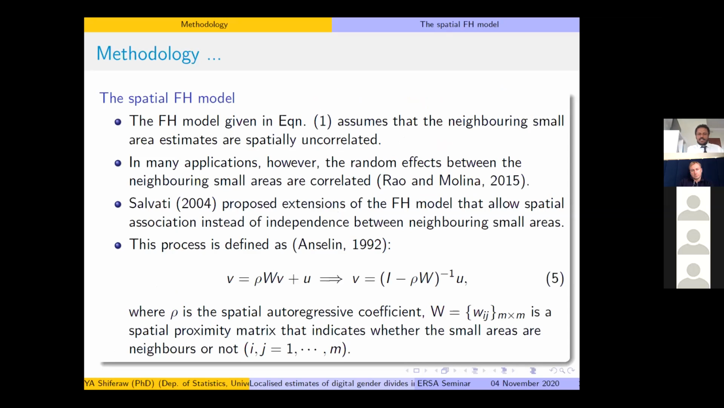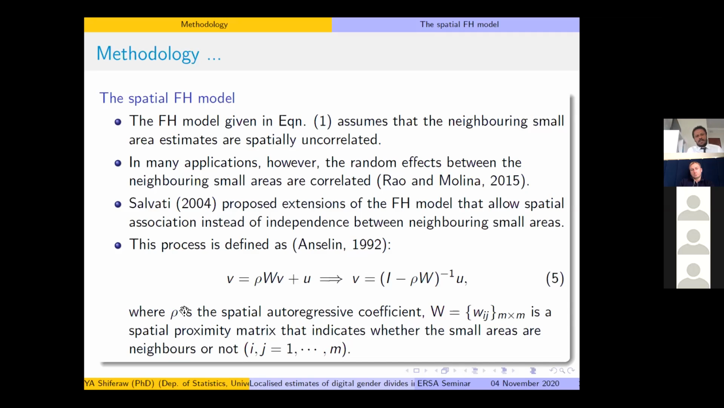The Fay-Herriot model that we discussed earlier assumes that the neighboring small areas, in our case local municipalities, are spatially uncorrelated. However, there is movement of people and movement of economies from one local municipality to another. So it is not ideal to assume that neighboring small areas are spatially uncorrelated. They do have a correlation. So I consider the spatial Fay-Herriot model, proposed by Salvati in 2004, which can be defined this way.